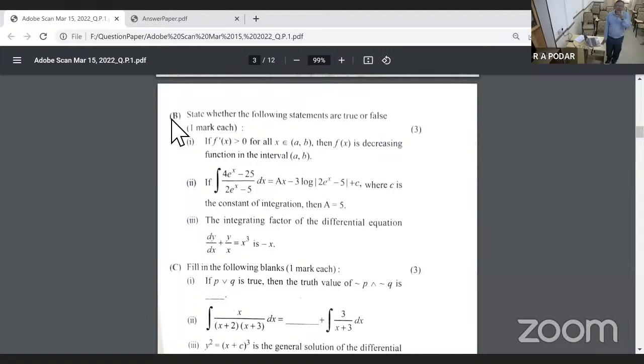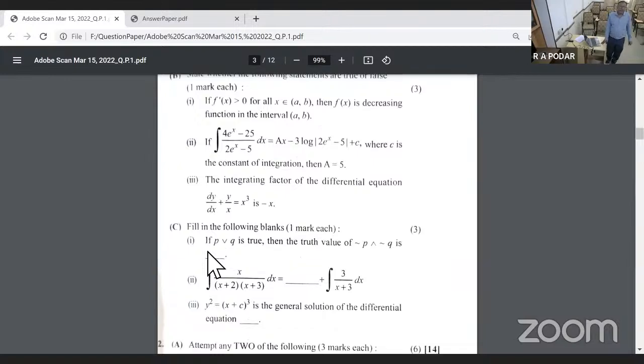So here true false questions are there. You can see here that if f dash x is greater than 0, you know that it should be increasing, but they have given decreasing. So false. So second one also you can see. So third one. So you have to actually solve the second question and then you get the value of A. If value of A is correct, then it is 2. Okay, so A is 5 corrected.